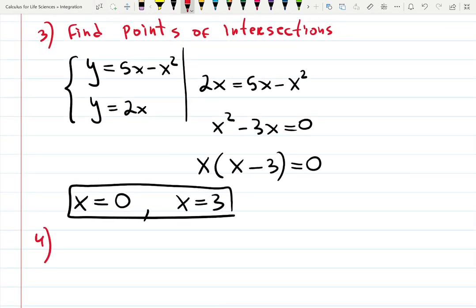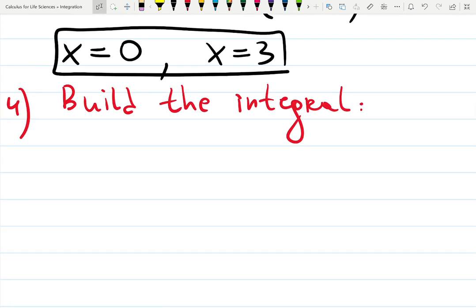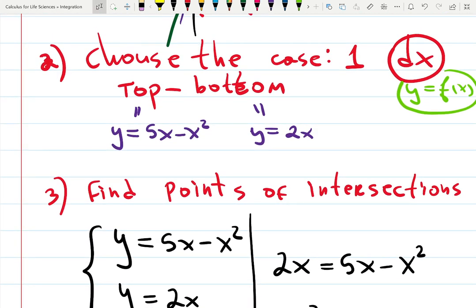Step 4. Build the integral and solve it. In the multiple choice question on the exam, we're going to give you several integrals and you have to choose the correct one. Let's build it. Integral from 0 to 3 dx. Inside, everything should match now. All the functions should be in terms of x. And the proper one should be at the top, the proper one at the bottom.